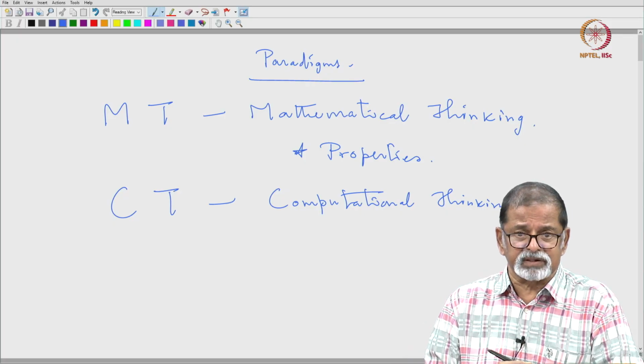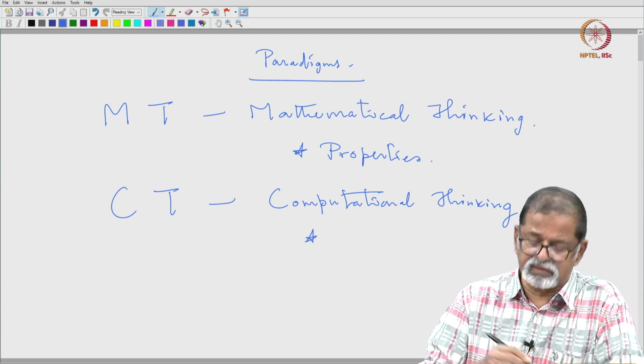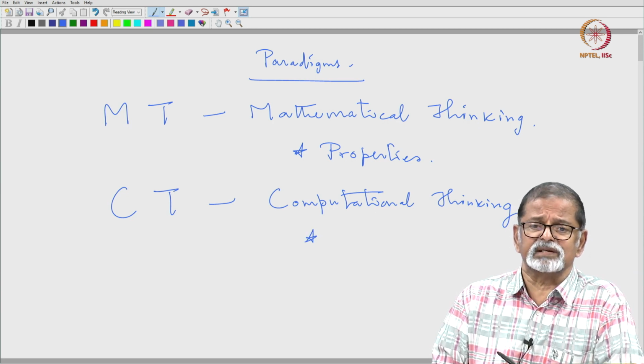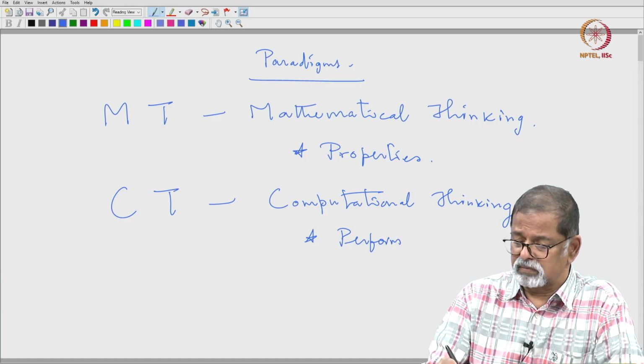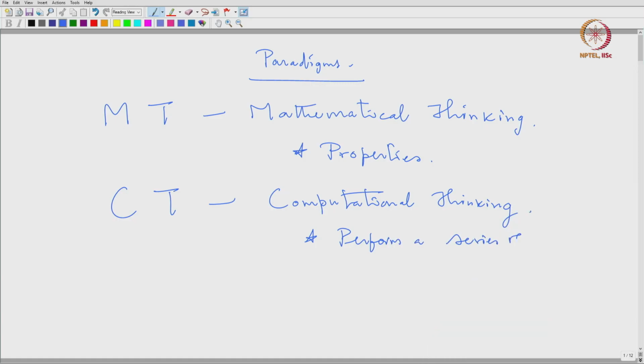So in computational thinking, what we do is we perform a series of operations and construct an object with certain properties or obtain some value and so on. This is what we do. For example, if it is a shortest path problem, we have to obtain the shortest path.